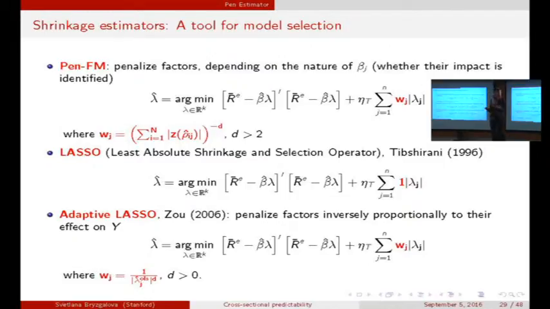So adaptive lasso in this case is going to be selecting wrong factors. That's going to be true for lasso and, to the best of my knowledge, for all the other penalties. Because here the problem is not choosing something which is significant or not. Here the problem is choosing something that can be identified from the data. And that is different.